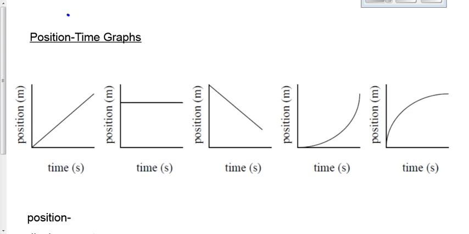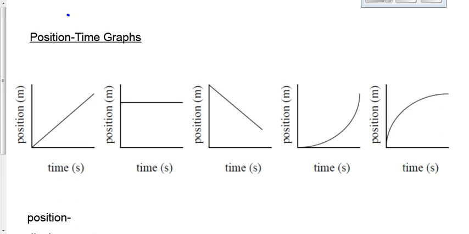We're going to do a lab activity on Tuesday, and in that lab activity, we're going to plot a position versus time graph of an object moving at a constant velocity. Today and Monday, we're going to spend a little bit of time going over position time graphs so you know how to plot those graphs and how to analyze those graphs.